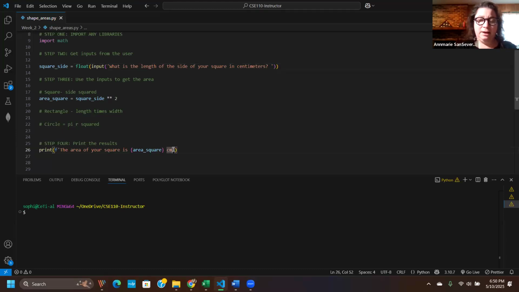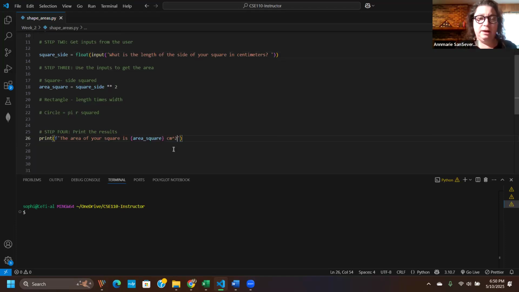Centimeters. Now, to show all the things on my keyboard, I've worn out my keyboard and I'm trying to, there it is. That little caret is the way you type in computer for raised to. So I'm saying to the second power there.